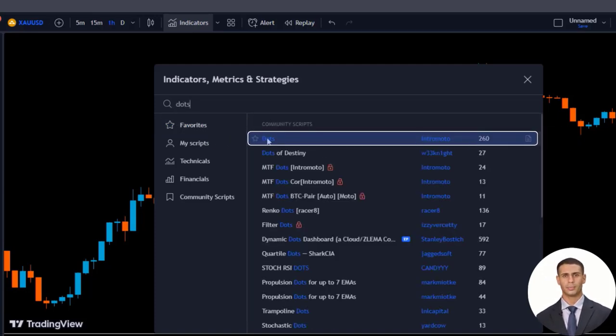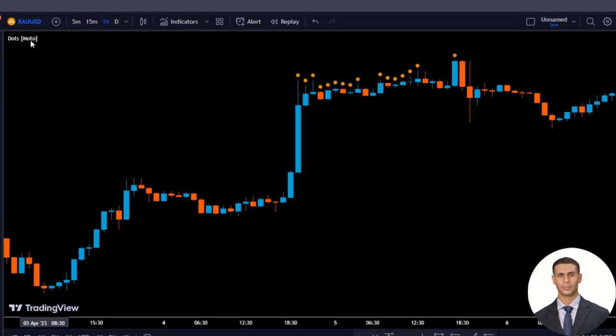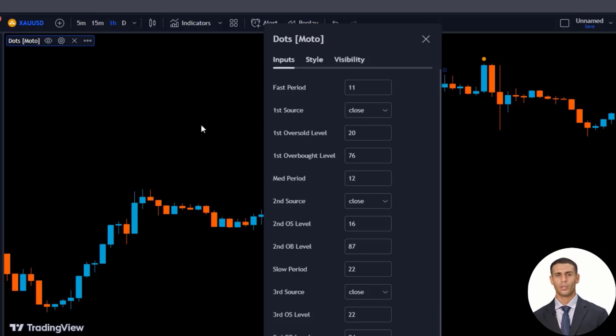Add it to your chart. And to make this indicator more effective, go to the settings. Under inputs, you first change the fast period from 11 to 15. Then you go to the MET period and change it from 12 to 20. And the slow period from 22 to 25. Here, we're going to change the first oversold level from 20 to 30, and the first overbought level from 76 to 70. And then you go to Style.